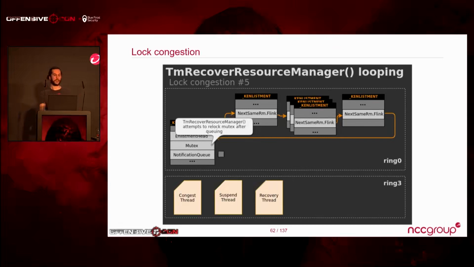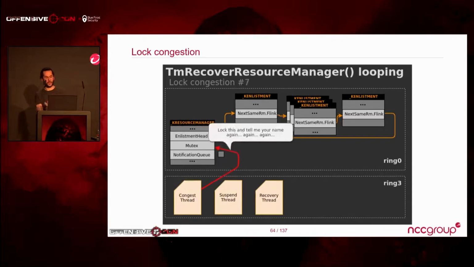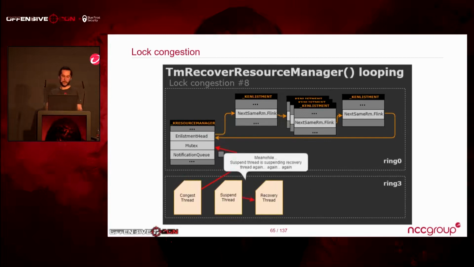Just after queuing notification, it's going to relog the mutex. And in the meantime, we have a congestion thread that will keep spamming NtQueryInformationResourceManager to say, give me your resource manager name, and it will effectively keep locking the mutex to actually read the description. And we have a third thread, the suspend thread, that will start to suspend the recovery thread, which is stuck in the loop.